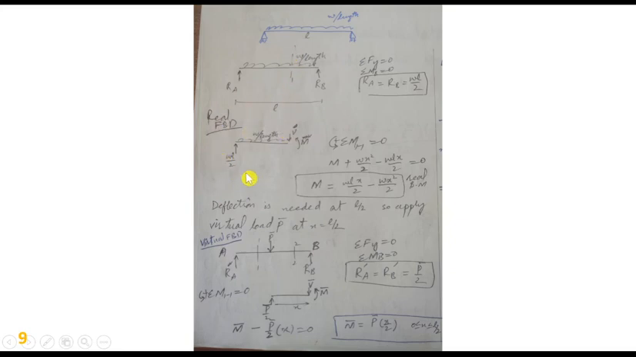So the real free body diagram: the direction is known now, and here we have taken this section. This is the moment applied, m. This is the internal moment.